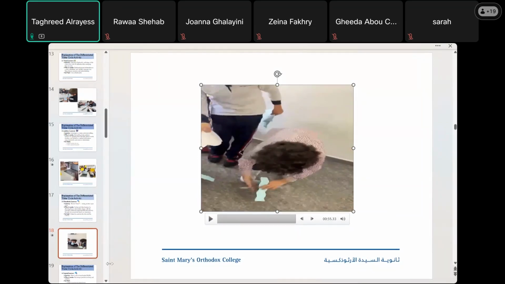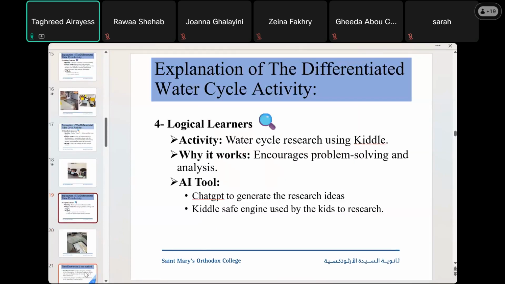Now for our logical learners, for the logical group. As we said before, these learners are the thinkers and problem solvers. So we prepared a research-based activity, where first they read a small text about the water cycle and the 4 stages of the water cycle, and after that they had to research like 2 questions related to the topic.